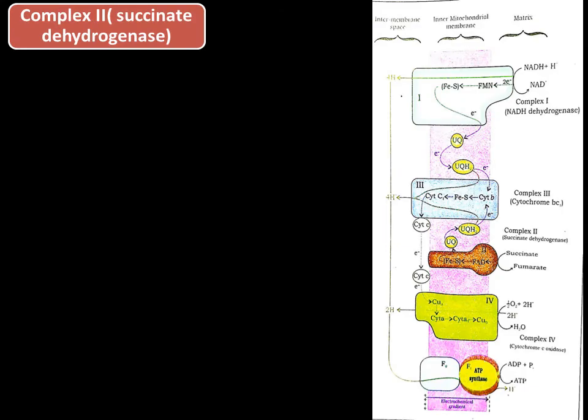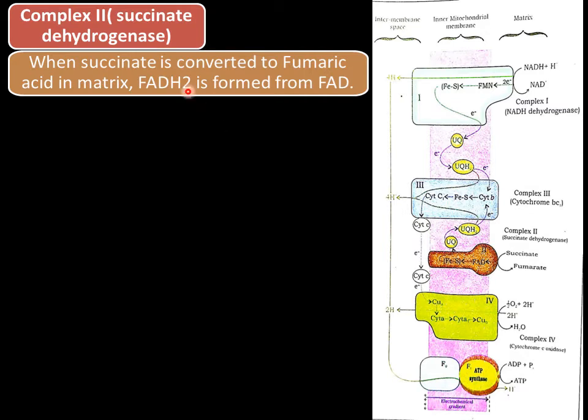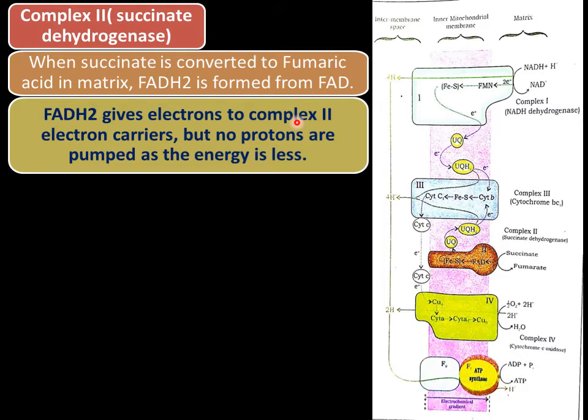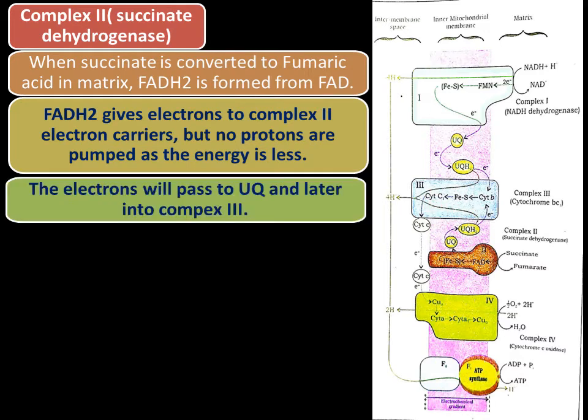About complex 2, succinate dehydrogenase. In the Krebs cycle, when succinate is converted to fumaric acid in the matrix, FADH2 is formed from FAD. The FADH2 gives electrons to complex 2. So when the FADH2 gives electrons to iron sulfur, the electrons will pass on to ubiquinone. But this time protons are not released because to release protons, energy is required which is not sufficient. So electrons will go to ubiquinone and ubiquinone will get reduced and those 2 electrons will go to complex 3. The electrons will pass to ubiquinone and later into complex 3.